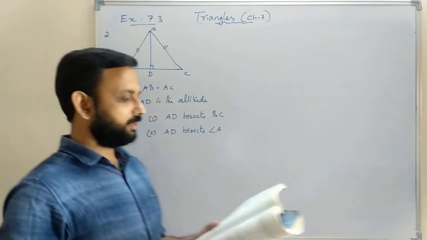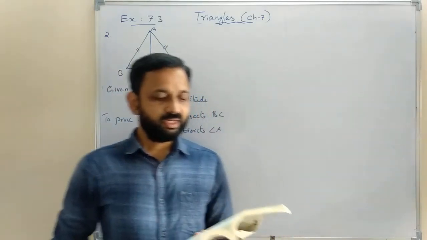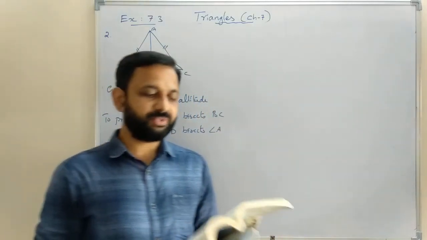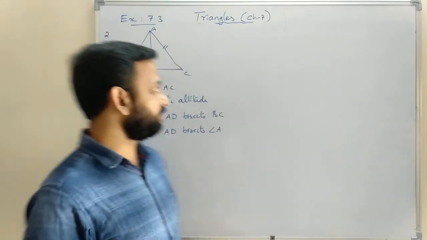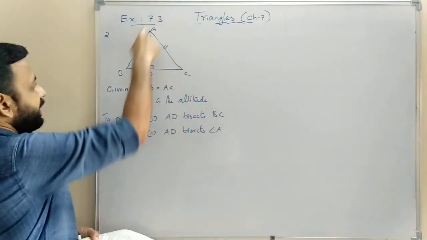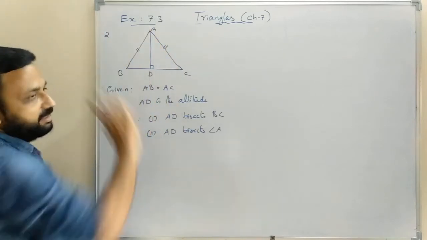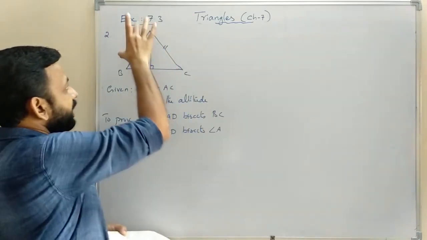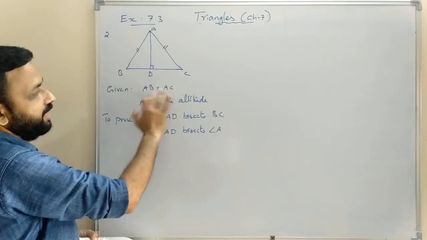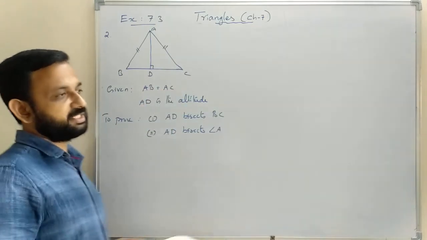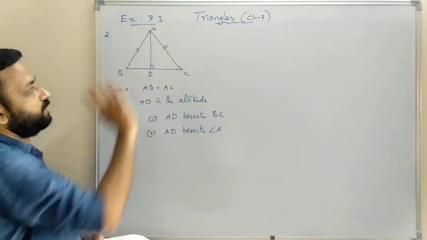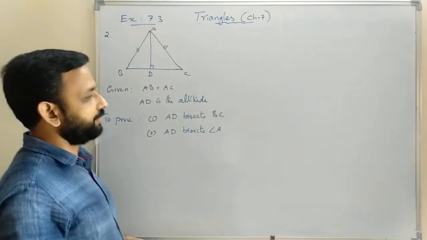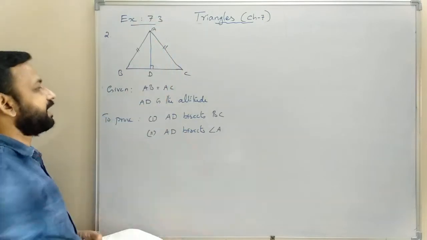Now we will do the second question. AD is an altitude of an isosceles triangle ABC in which AB equal to AC. So here ABC is an isosceles triangle. That is the given condition. So AB equal to AC. One more condition is given: AD is the altitude, altitude perpendicular to the base.